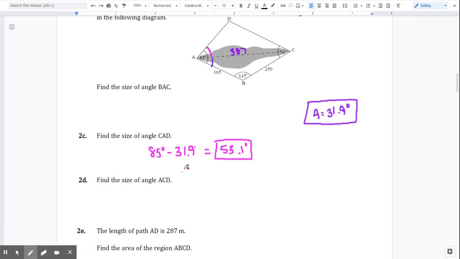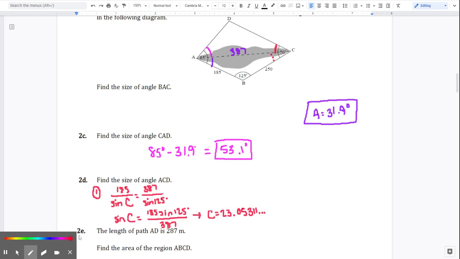Part D, finding the size of angle ACD. A to C to D means I'm looking for this angle at the top. So what we can do is the same thing that we did between parts B and C: find the piece on the bottom first within the triangle that we know more about, triangle ABC, and then subtract what we get from 70 degrees. So I'll use the sine rule first to find this angle, and then I'll subtract what I get from 70.